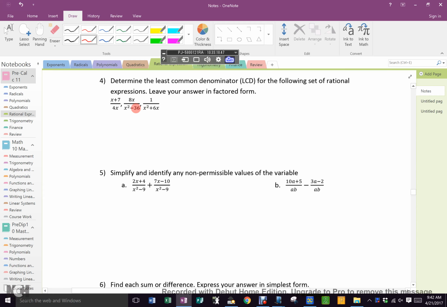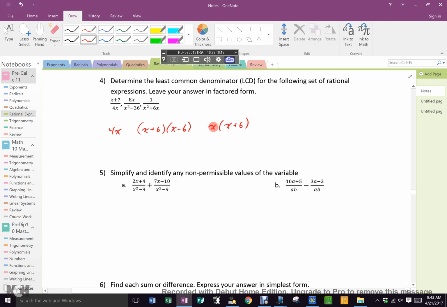Okay, so common denominator here, yes? What do I need to do a common denominator? I should factor first, right? So 4x doesn't factor. X squared minus 36 is x plus 6, x minus 6, and then this is x and x plus 6, yes? So a common denominator has what? Everything that's in the bottom. Does it have any repeats? No. All right, so I need 4x, x plus 6, and x minus 6, yes?